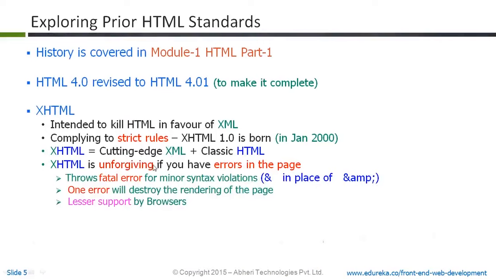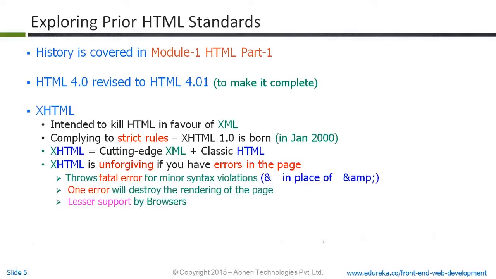But one problem with XHTML was that it's unforgiving if you have any errors on the page. Unforgiving means you have to be very perfect in specifying the markup. For example, in place of the character entity reference ampersand AMP semicolon, which you can recall from the first class, if you put the ampersand character itself, it will give a fatal error and will not render the page at all.